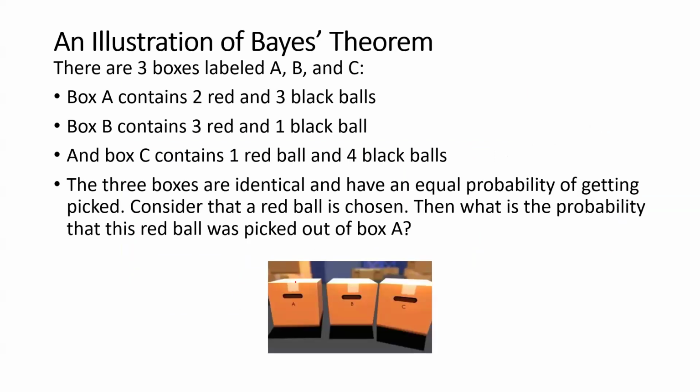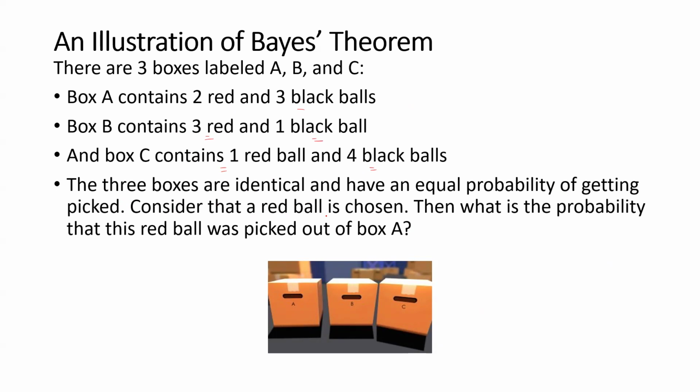Let us see one more example. Again, this is an illustration of the Bayes theorem. There are three boxes labeled A, B, and C. Box A contains two red and three black balls. Box B contains three red and one black ball. And box C contains one red ball and four black balls. The three boxes are identical and have an equal probability of getting picked.